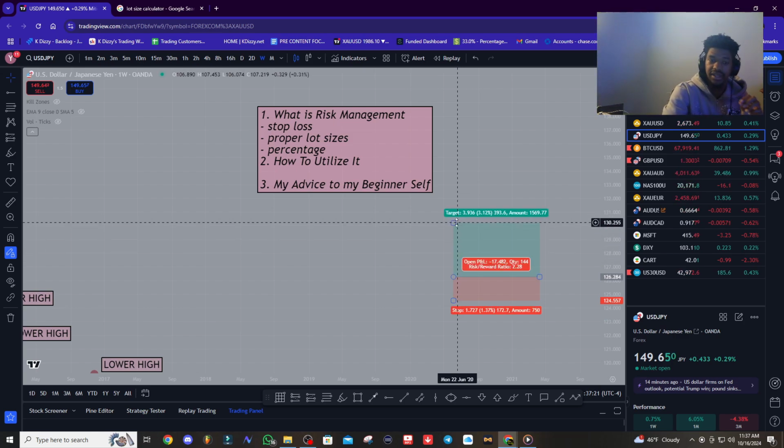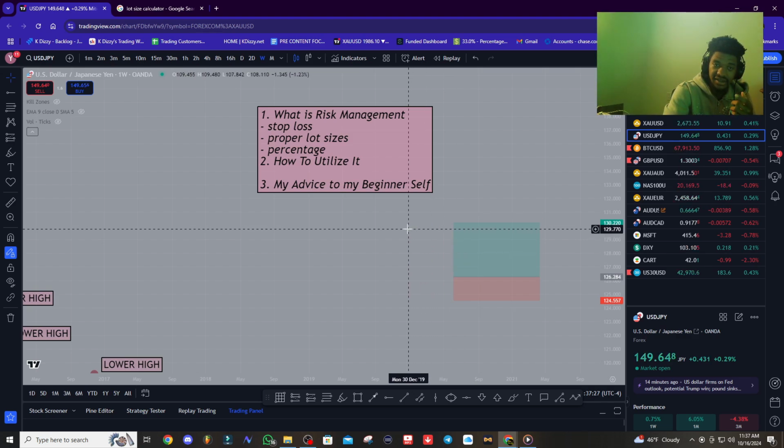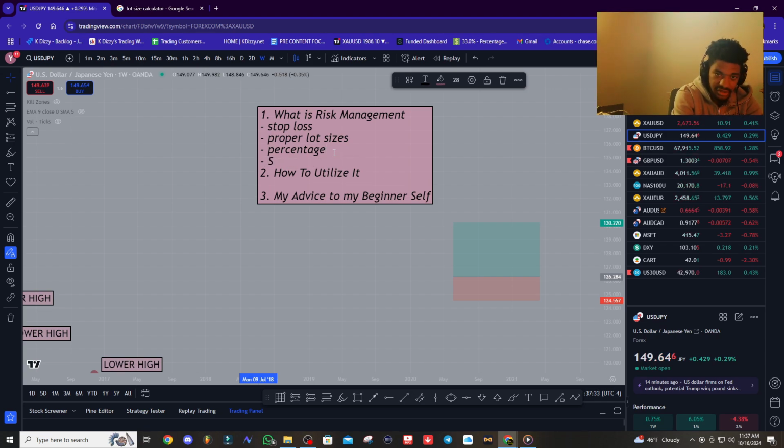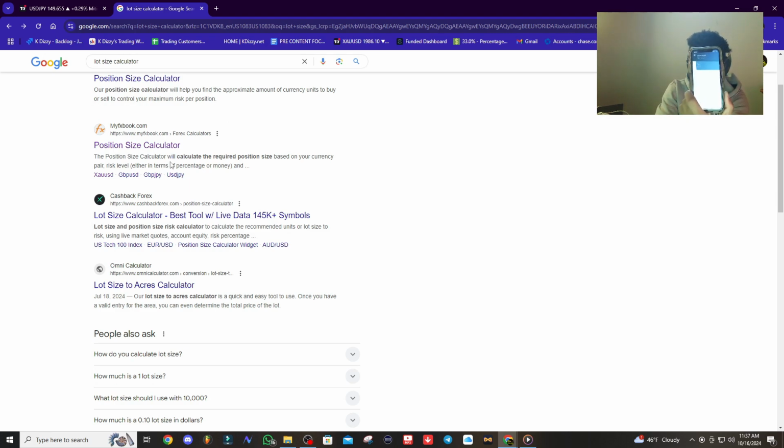Once you go into proper lot sizes, you calculate your lot size. The app is called Steenu, which I wrote in the description. Steenu is an app that I use. There are free apps; this one's paid, like 12 to 14 a month, but I just personally like Steenu. All you have to do is put in the amount that you have in your trading balance or that you want to calculate. You put how much percentage you want to risk. So 1 to 5% is a great amount.